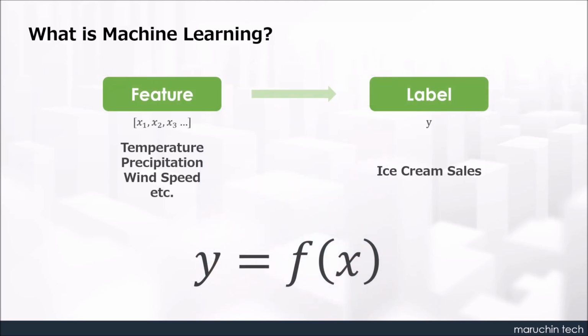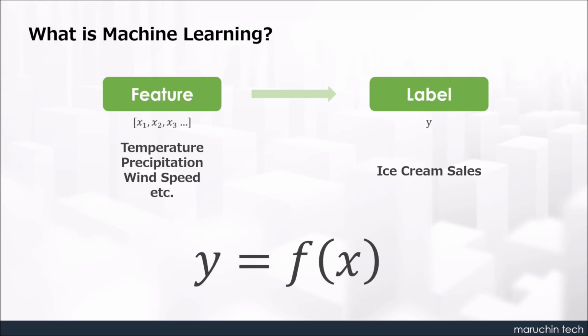Let's look at a simple example, ice cream sales. The goal of machine learning is to predict future results using past observational data. Intuitively, sales go up when the temperature is high. In this case, factors like temperature, precipitation, and the wind speed influence the result, which is sales. In ML terminology, the influencing variables are called features. The result is called the label.